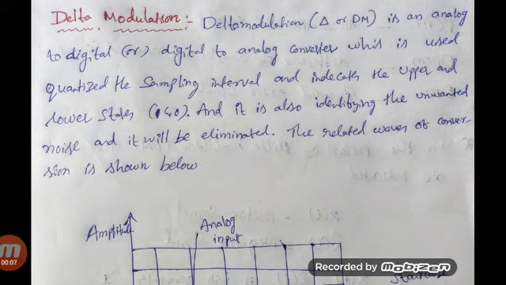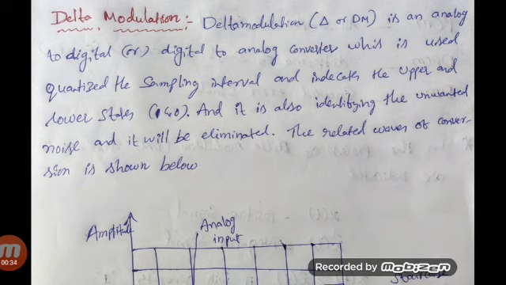Today we are discussing delta modulation. Delta modulation is a converter, either analog to digital or digital to analog, by using sampling and quantization intervals. It also indicates the upper and lower states, that means 1 and 0.